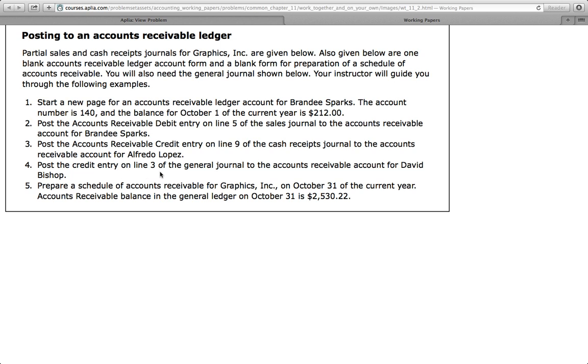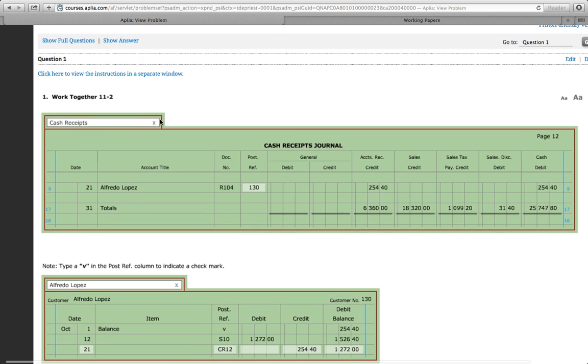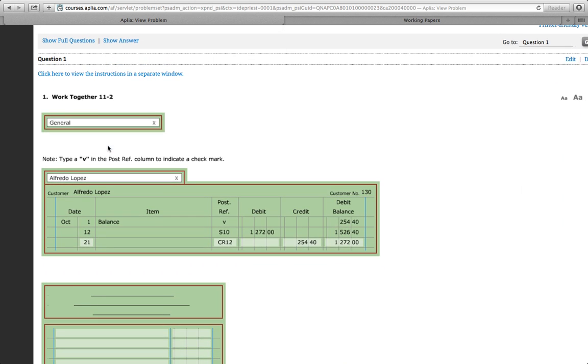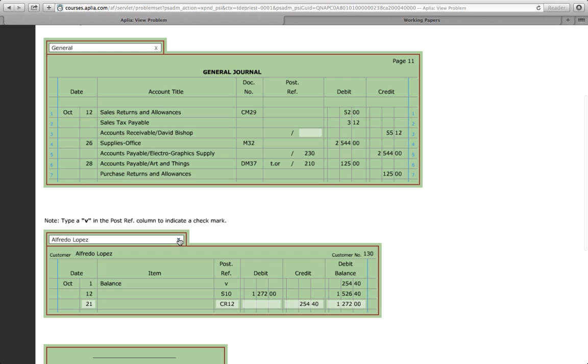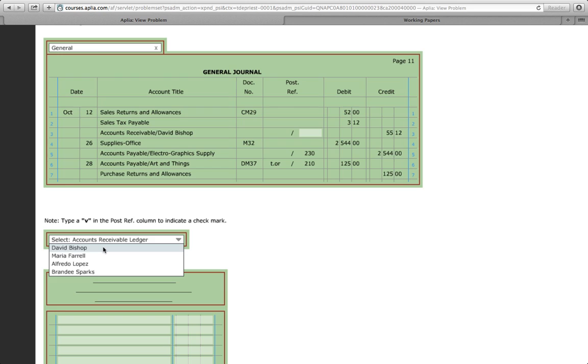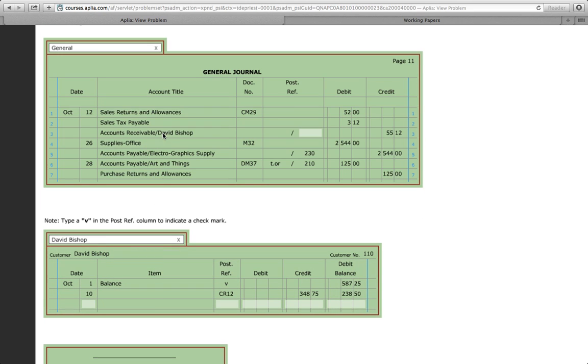Post the credit entry on line 3 of the general journal to the accounts receivable account for David Bishop. All right, so let's open up the general journal. And we see here, I'm looking for accounts receivable. I see here accounts receivable David Bishop, where he returned some merchandise. Now I'm not posting to the controlling account right now. I'm only posting to David Bishop. How much will I be posting? Let's open up his ledger. 55.12.